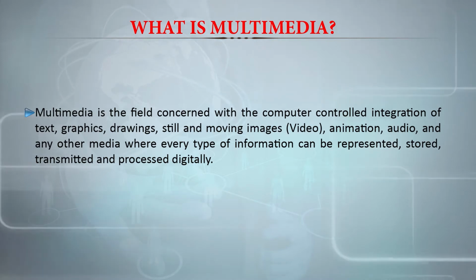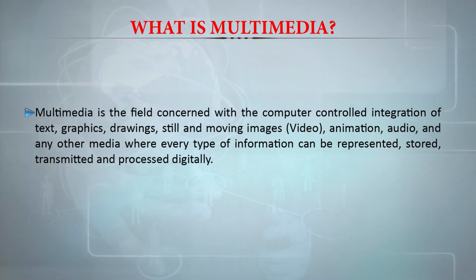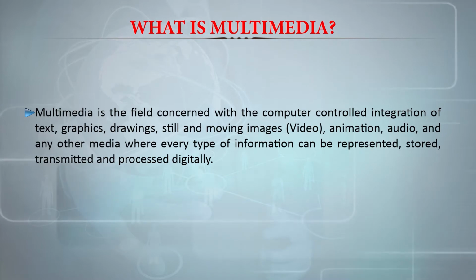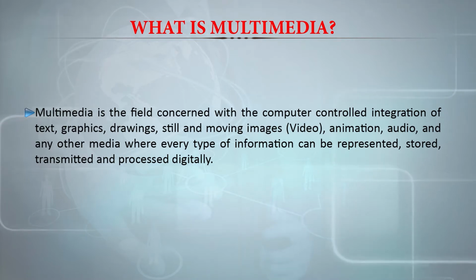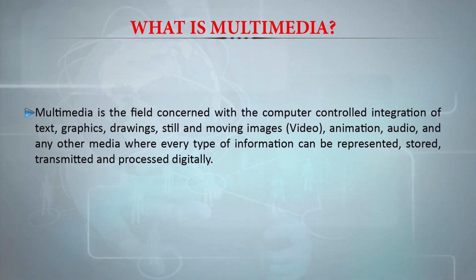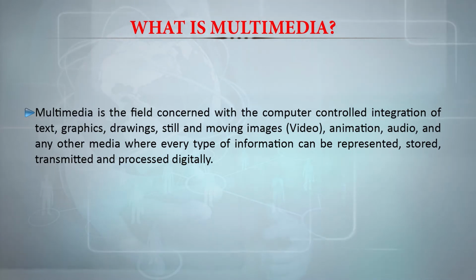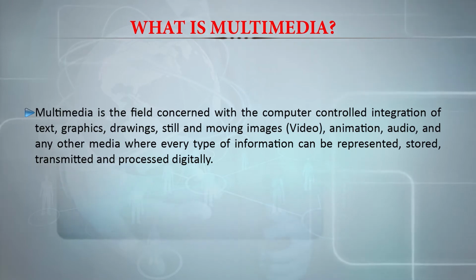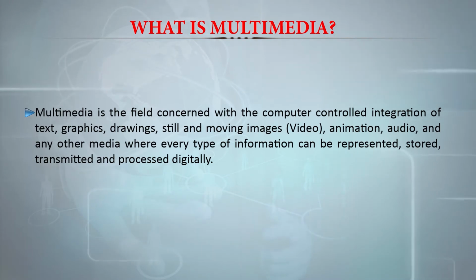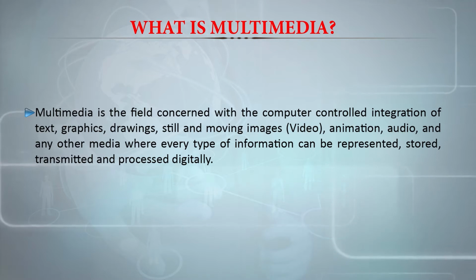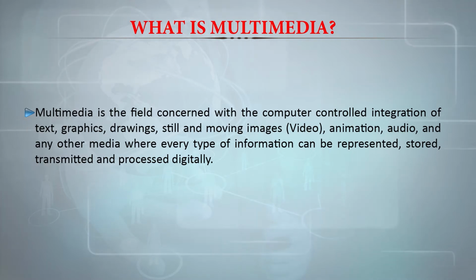If we cannot integrate all the components, we can integrate a minimum of two along with the text. For example, you can use multimedia components using text and graphics, or text and movie, or text and audio, or simply audio. Like that we can integrate some of the media, and the information can be represented, stored, transmitted and processed digitally.